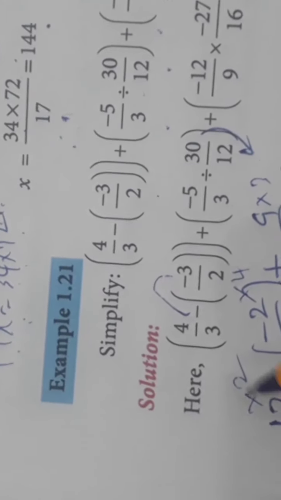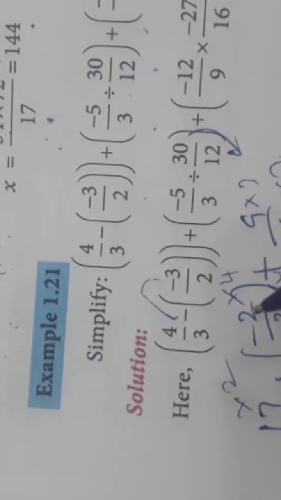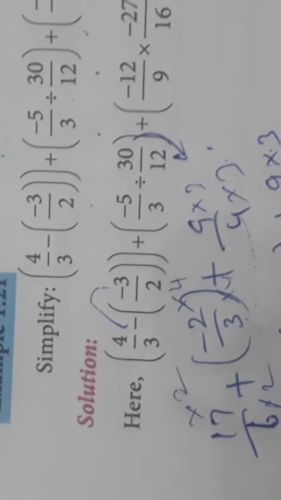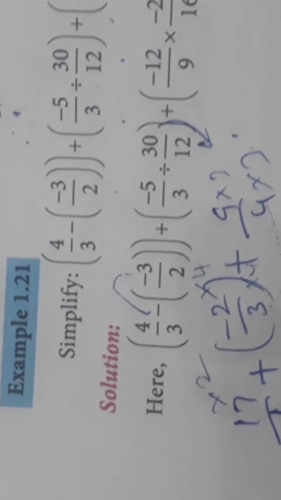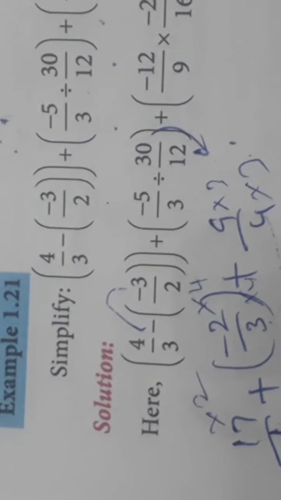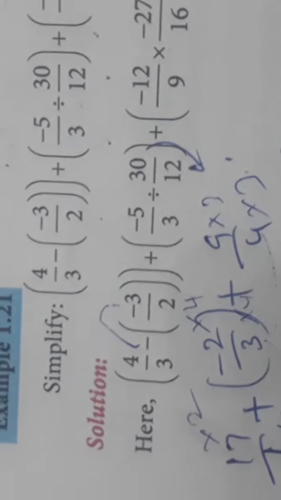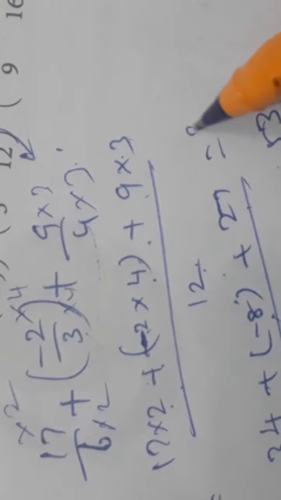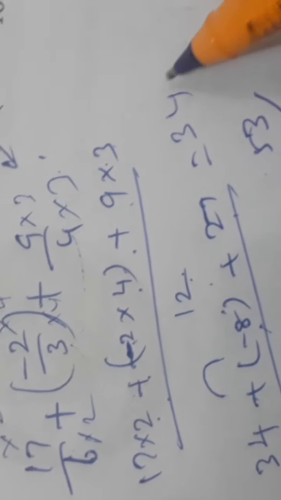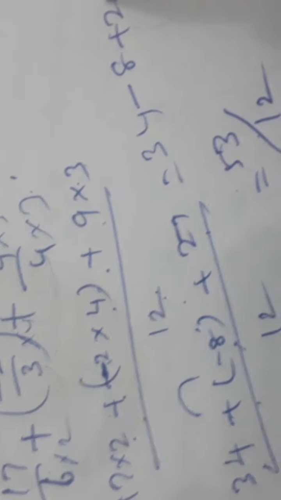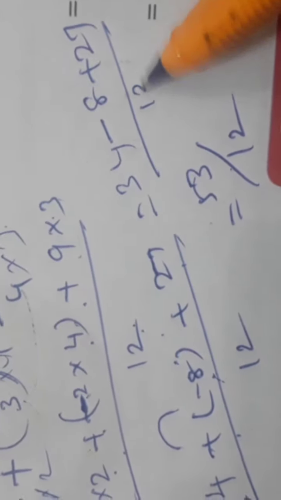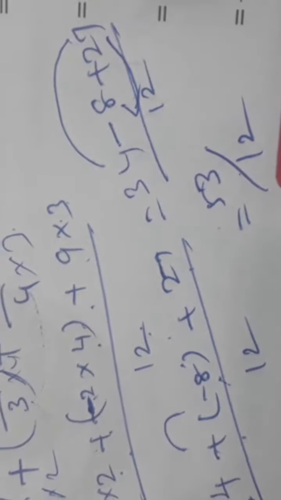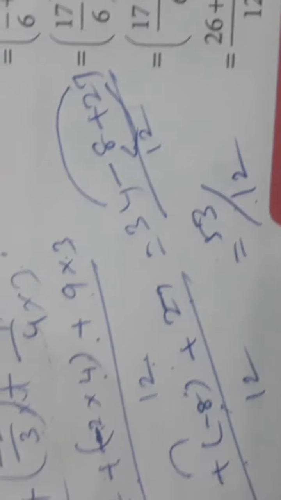Over 12, you write 17 into 2 plus of minus 2 into 4 plus 9 into 3. 17 2s are 34 plus 4 2s are 8 minus 8, write in the bracket. 9 3s are 27 divided by 12. Now 34 plus into minus minus 8 plus 27 divided by 12. These two numbers add, the answer comes, you put minus in 8. Answer is 53 divided by 12.